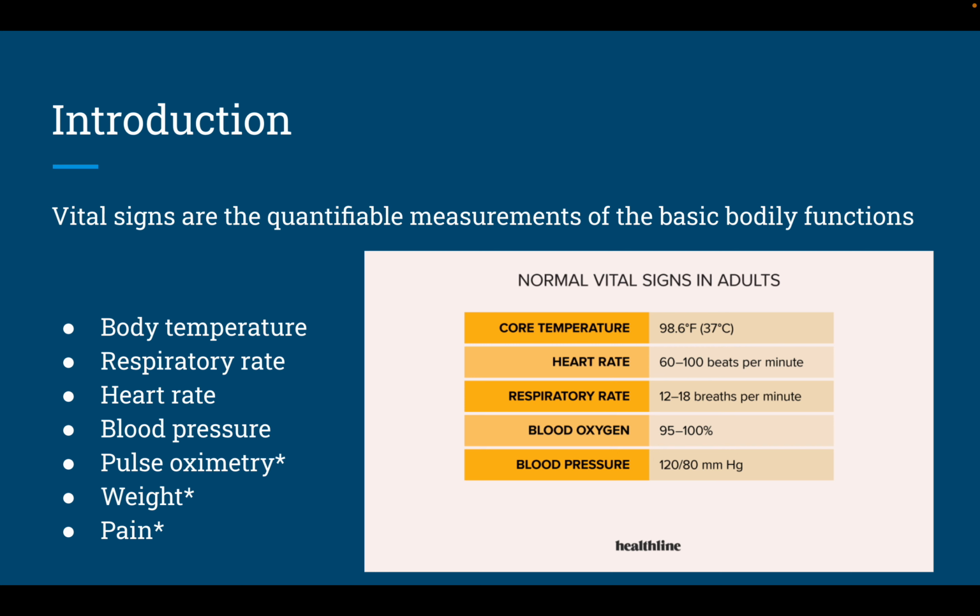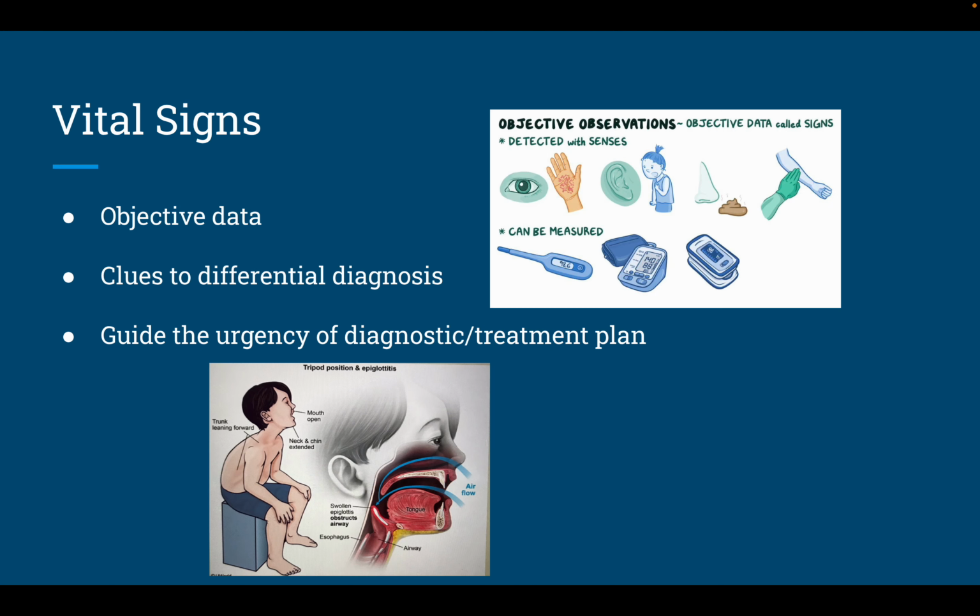With the rest of the vital signs, I put asterisks here because they don't necessarily fit as much. With pulse oximetry, we'll talk a little bit about today, but not so much the weight and the pain, which is more of a subjective measurement. And we'll talk about the importance of objective measurements right here. So the senses, using touch and sight and hearing and smell, we can collect objective data. And we can use different tools to measure and record that objective data.